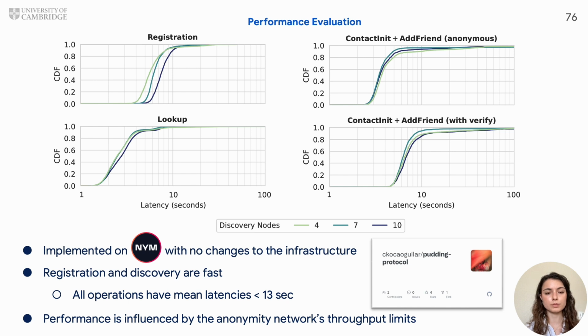We have implemented Pudding on the Nym network with no changes to the infrastructure, and we have found that registration and discovery are quite fast. All operations have mean latencies that are less than 13 seconds, and keep in mind that these are one-time operations. We also found that the performance is quite influenced by the anonymity network's throughput limits, so if you have a faster anonymity network, our protocol also performs better.